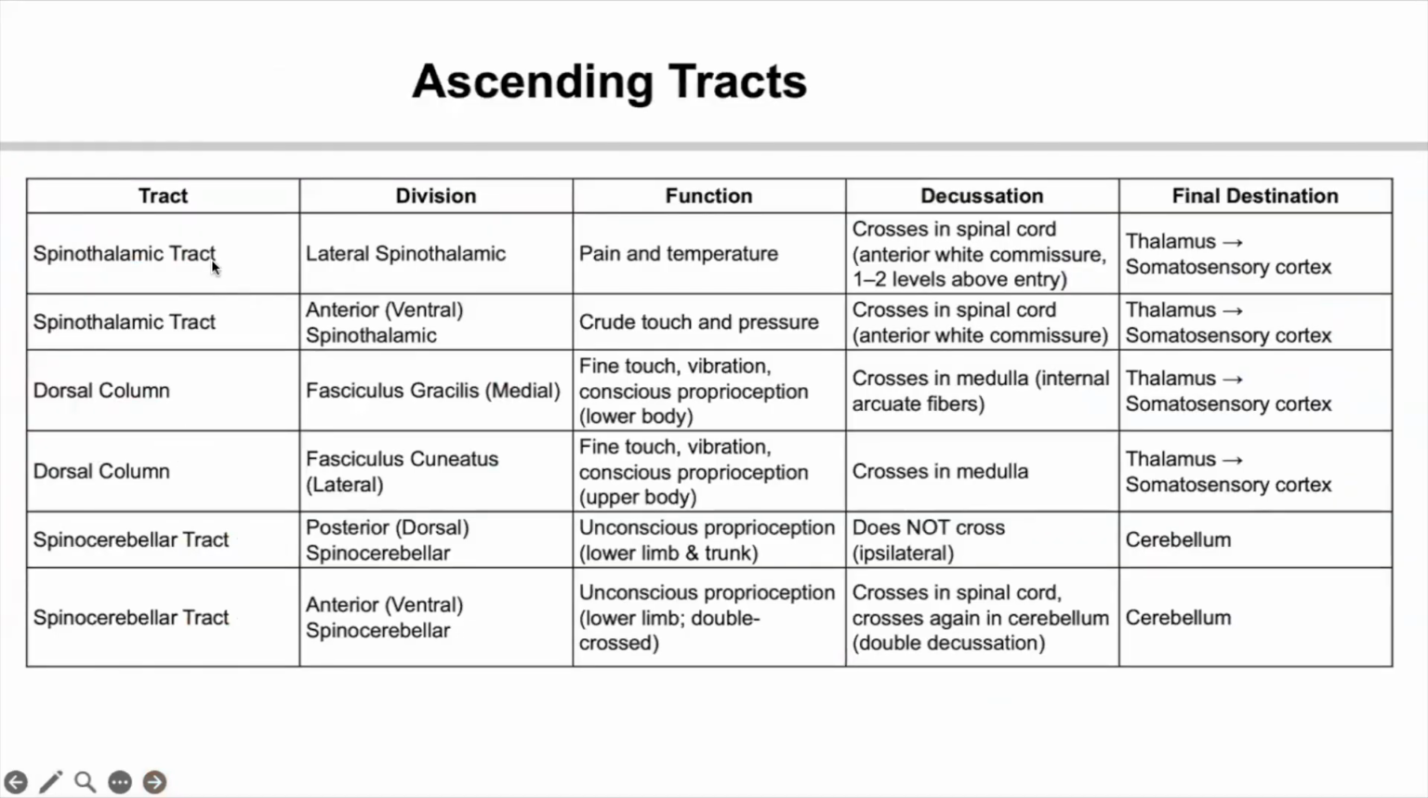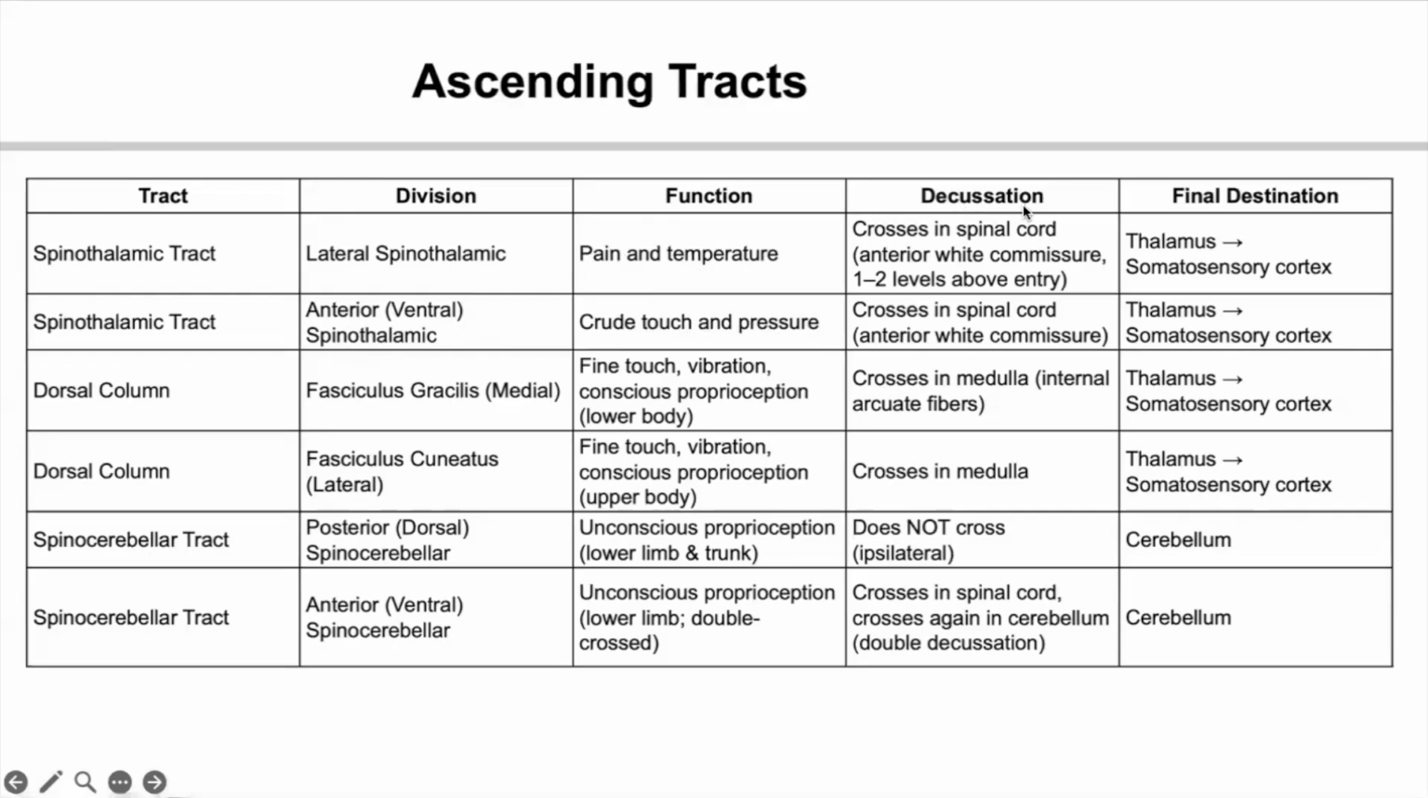So here we have the spinothalamic tract. As we said, it's divided into two major parts. One is known as the lateral spinothalamic tract, the other the anterior or ventral spinothalamic tract. The lateral is mainly for pain and temperature, and the anterior part is for crude touch and pressure.